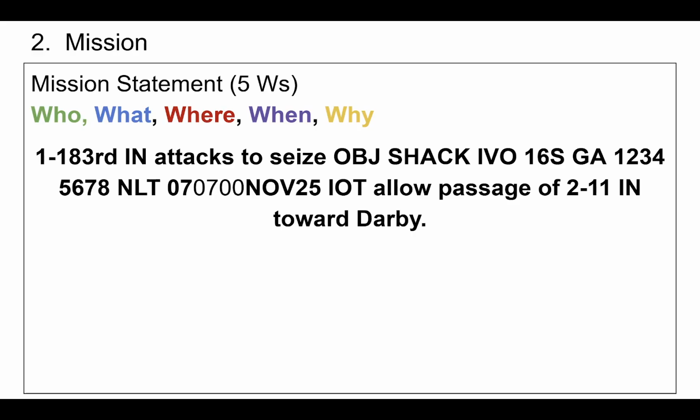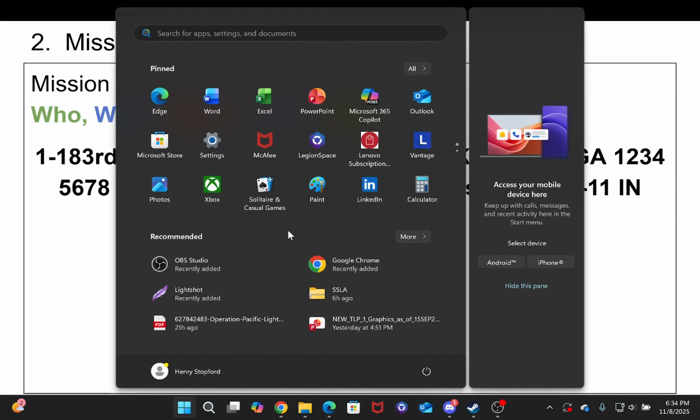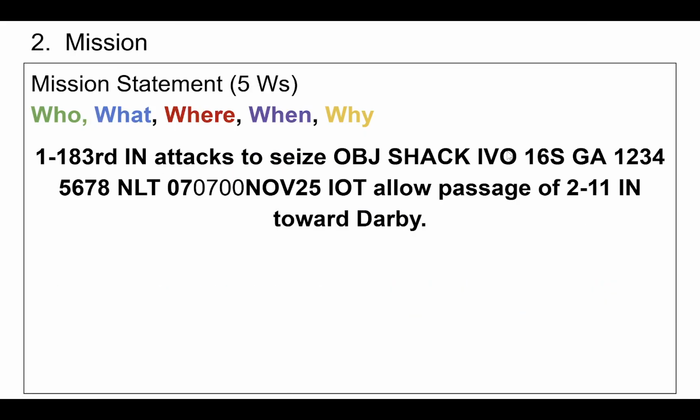No later than, this is a date time group. So this was yesterday's date because I gave the class yesterday. Oh, I'm stupid. I gave the class yesterday, so 07 November 25, but nested between the 07 and November is going to be the time. So by 0700 on 7 November 25, that's when the operation needs to be completed. We will have seized that objective by 0700. In order to allow passage of another infantry battalion toward an objective.